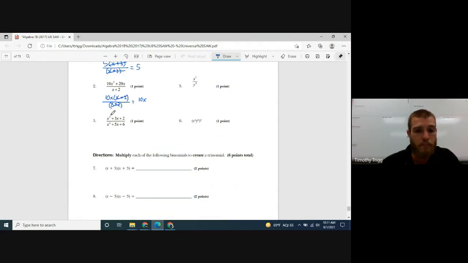For this one, number 3, we want to factor the top as well as factor the bottom. Now, hopefully you remember using this magic x to help us with factoring. I'm going to do this top over here. So this is the top one. And then I'll do the bottom one over here.